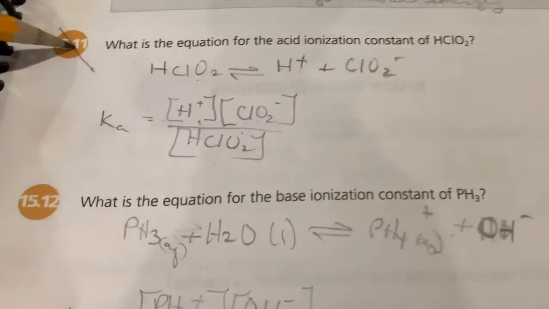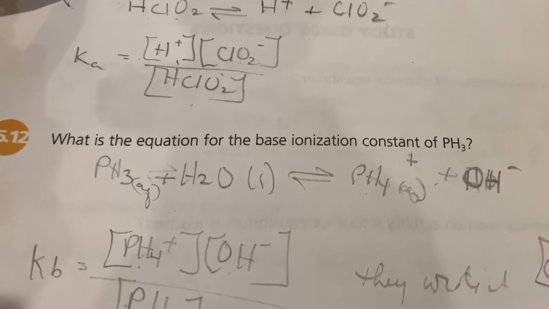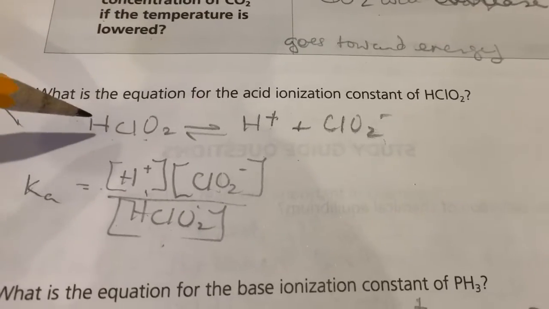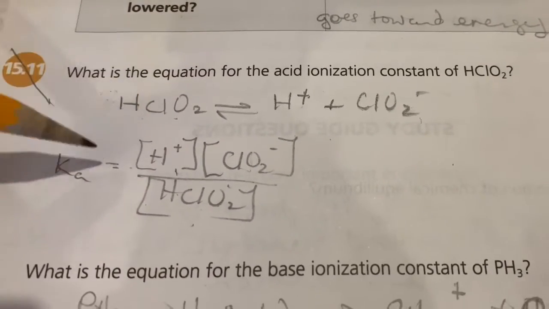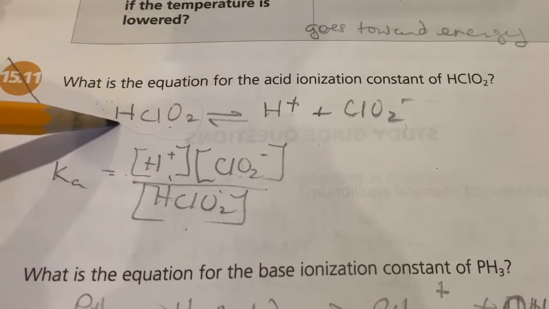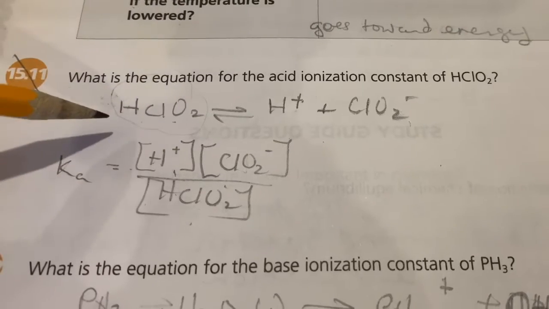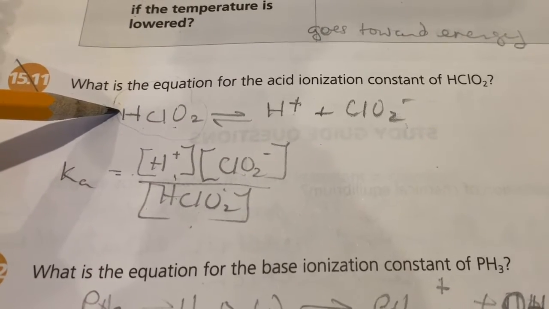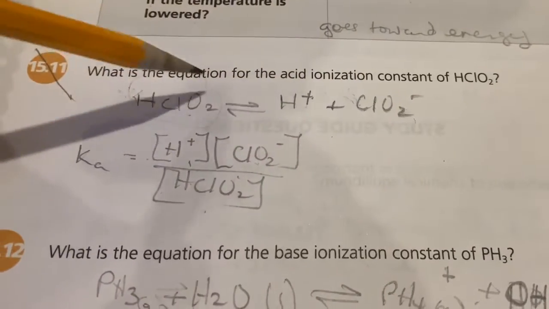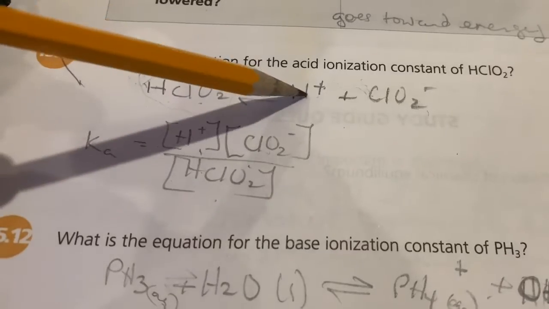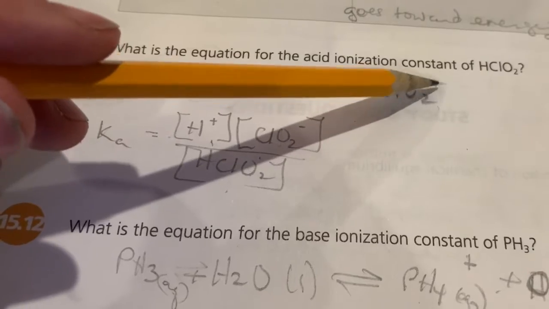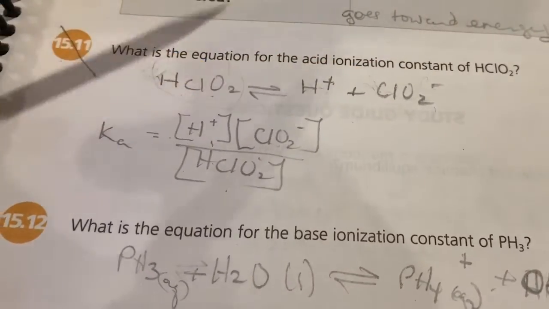All right. Okay, 15.11. What is the equation for the acid ionization constant of HClO2? Now remember, with acid ionization, we're trying to take apart this acid and separate it into its H positive components, and then whatever component would have accepted the H positive. So we just separate it out. There's our H positive plus ClO2 negative, because it becomes charged once that H is pulled away from it.